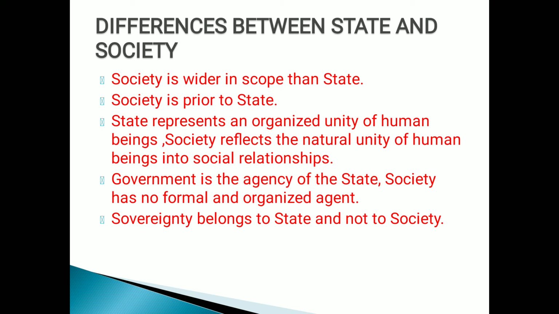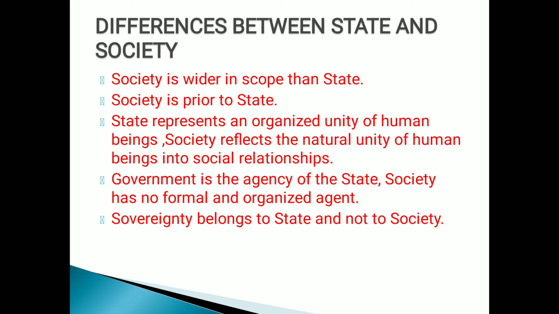Now, government is the agency of the state. Society has no formal and organized agent. A state acts through its government. Government is the agent of the state and exercises the sovereignty of the state. It makes and implements the laws of the state. Society has no single agent or agency. It is a self-regulating system of relationships. It is maintained naturally through a network of customs, traditions, usages, and naturally evolved codes of conduct.